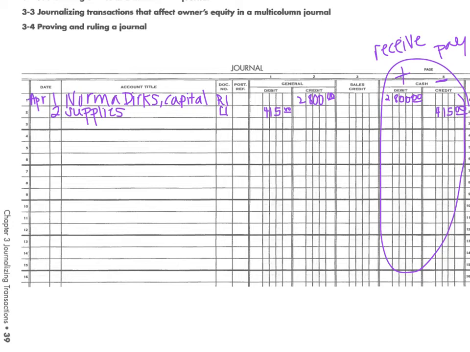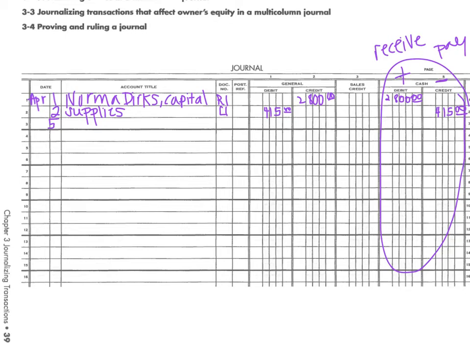Go ahead and turn to page 69. And we're going to do this work together 3-2. So we're still with Norma Dirks Copy Center. And we've got 3 more transactions. So now we're skipping to April 5th. So I'm going to go ahead and write 5 for the date. You don't have to keep rewriting April again, okay? This time we bought supplies on account from Supply Mart for $600.